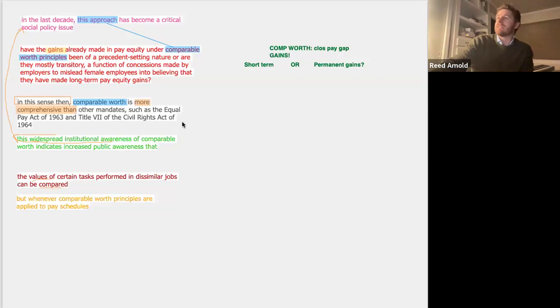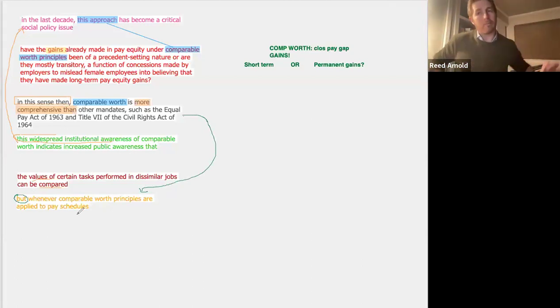So my guess is that this bottom sentence is going to come after the "in this sense" clause. Because again, that "in this sense" implied to me that in this sense, comparable worth does some good things. And this chunk seems to be saying, but there's that logical connection, but contrast. When comparable worth principles are applied to pay schedules, I don't know what's going to happen. I don't have the next clause, but my guess is it's going to be a flaw. I might be wrong. I don't know.